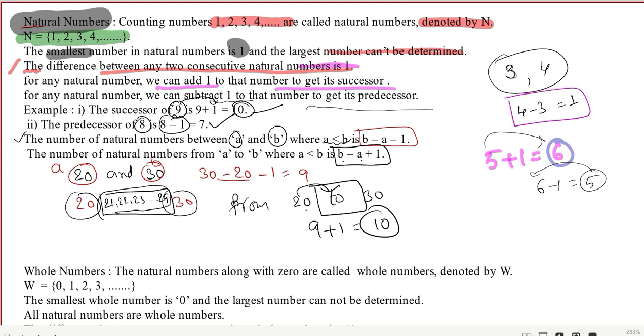Now, this is about the first collection of numbers, that is natural numbers. Natural numbers are also known as the counting numbers. It is represented by capital N. The least natural number is 1. The greatest natural number cannot be determined.